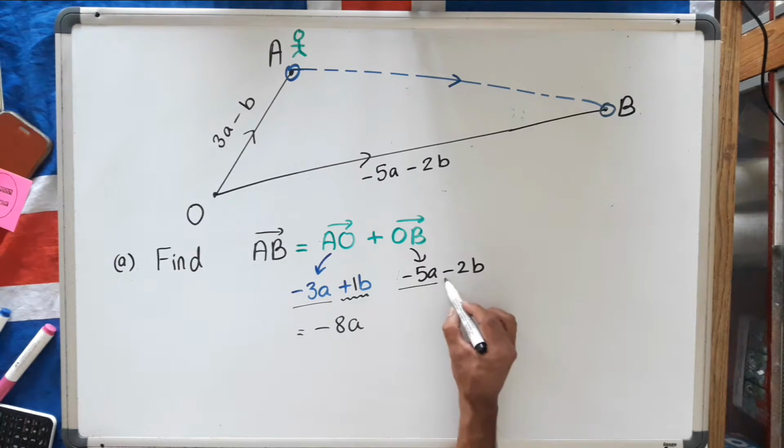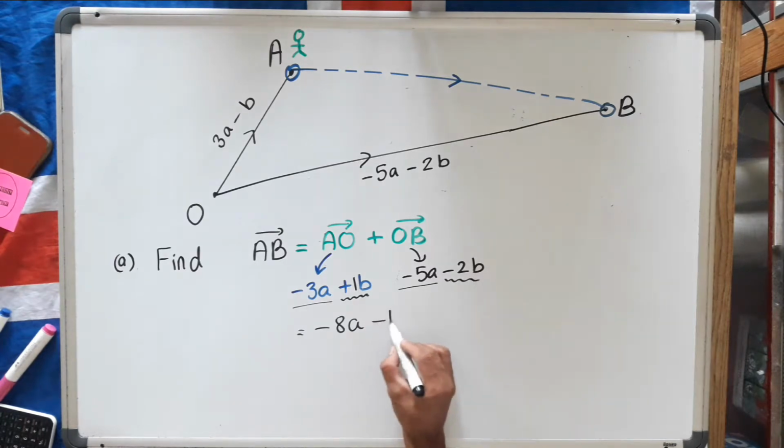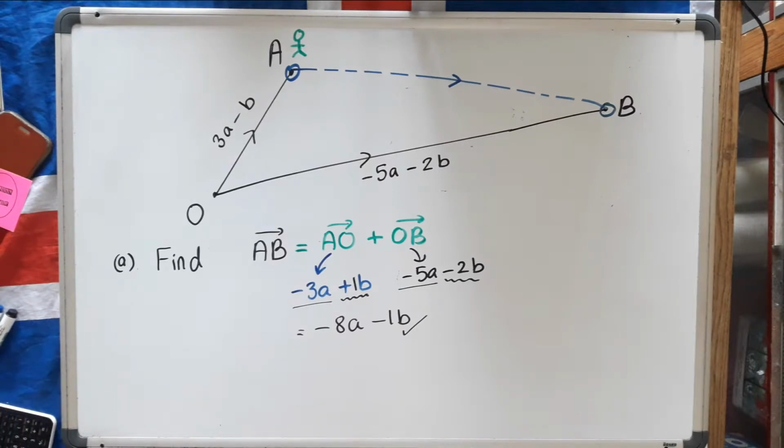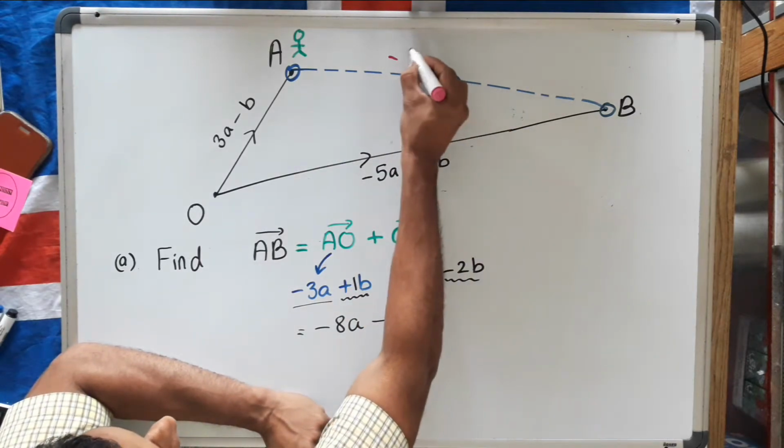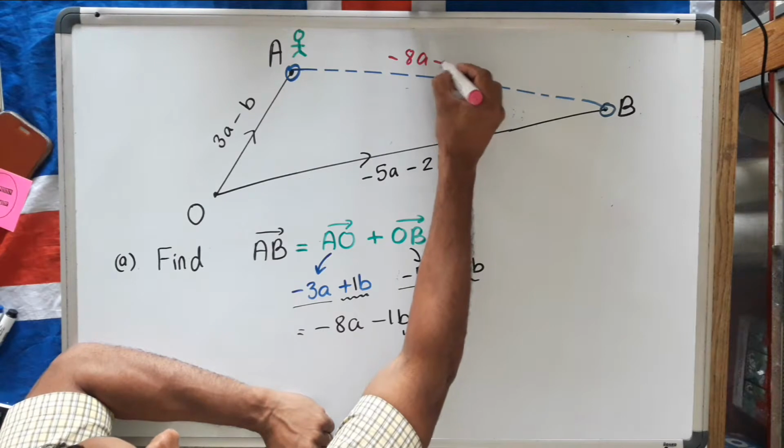1B minus 2B is minus 1B. You can double check it on your calculator if you don't believe me. And this is the value of the vector AB. Now I want you to get into the habit of writing in your answer anytime you work it out. So the value of AB is minus 8A minus 1B.